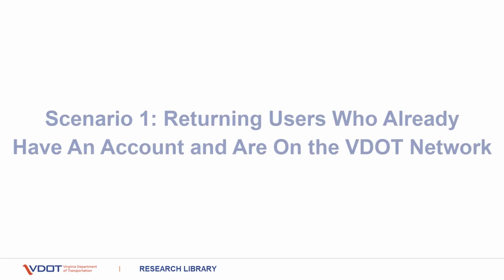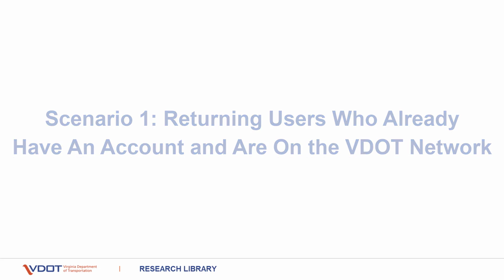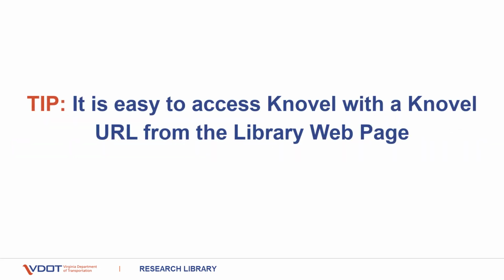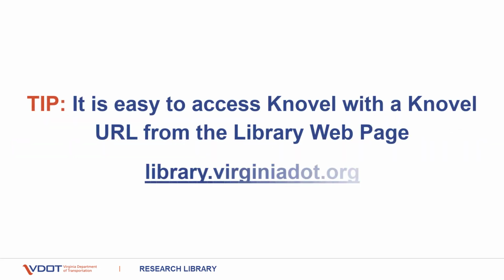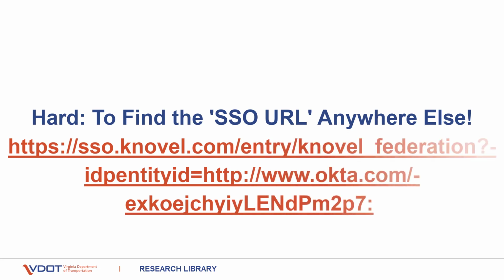In Scenario 1, I've used Knovel before, so I already have an account, and I'm already signed on to the VDOT network using my network username and password. Here's a tip. We recommend accessing Knovel from the VDOT Library webpage, because the links to Knovel on that site are specially configured to connect you through single sign-on.